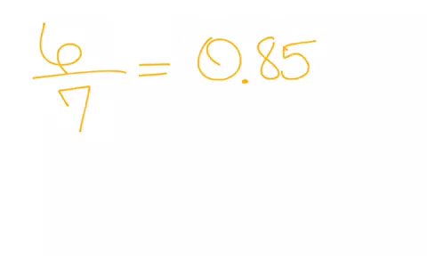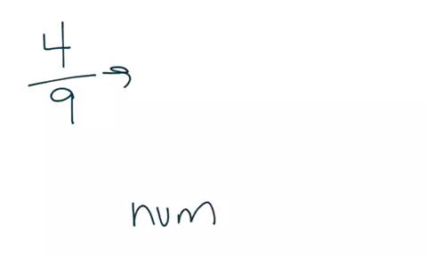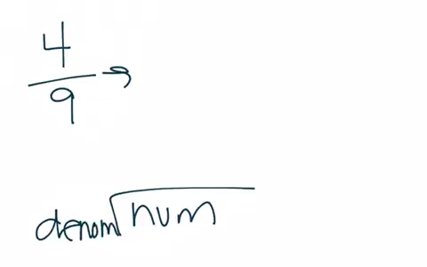Okay, let's do this again. So let's do 4 out of 9, or 4 divided by 9. Remember, our numerator goes on the inside, denominator goes on the outside. Okay? So, I'm going to just pause the video and let you get started on this. When you're ready to continue, hit play.